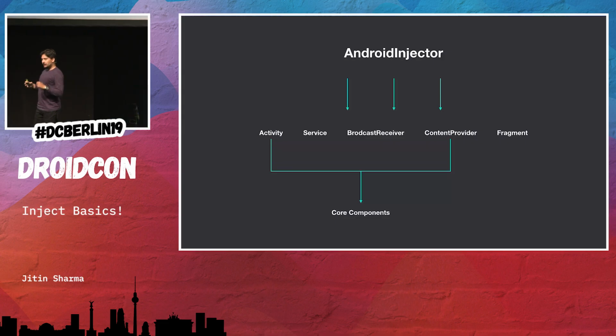Android injector is completely integrated with the Android framework APIs. Using Android injector, you can inject directly into activities, services, broadcast receivers, and content providers, which are the core components of Android. And there are fragments also, because, why not?